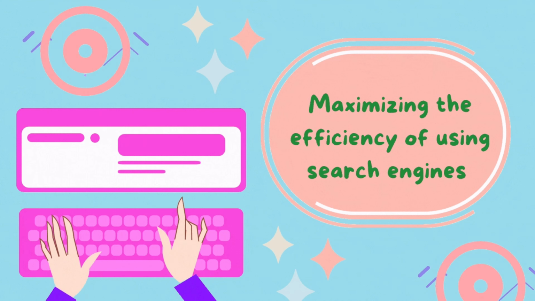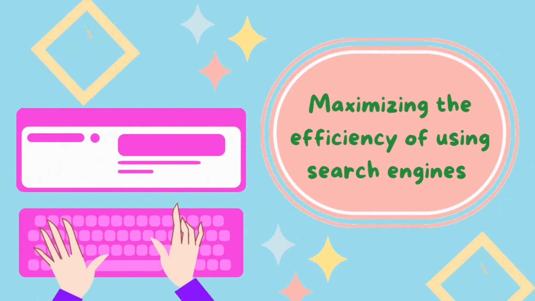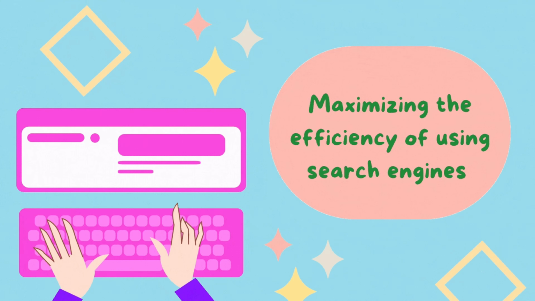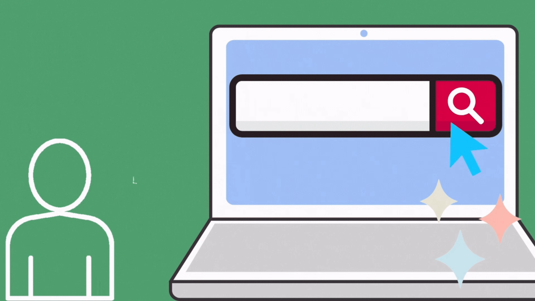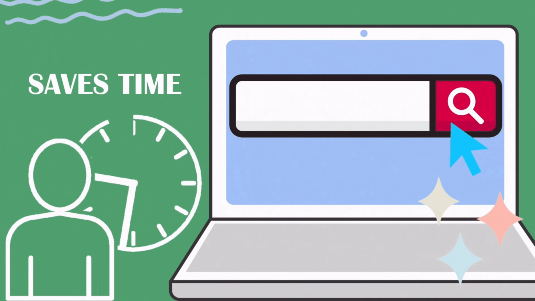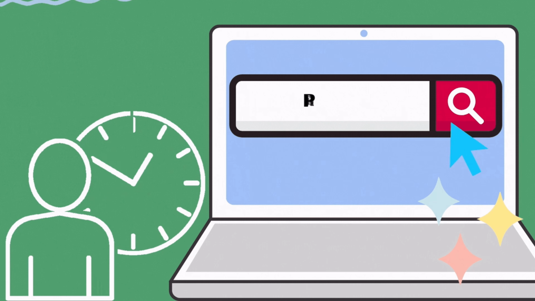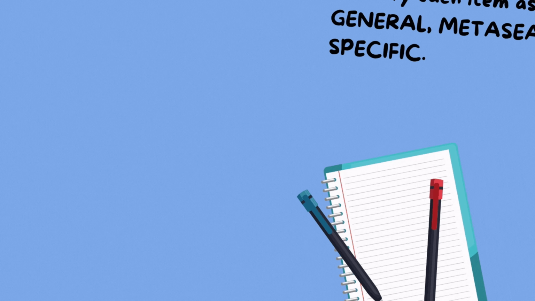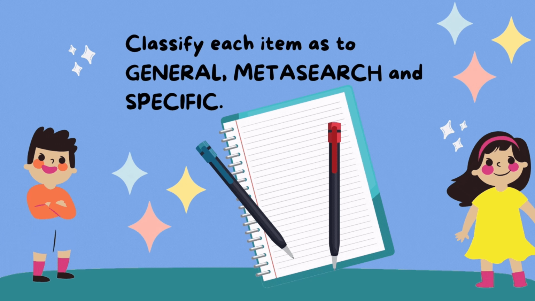It is essential, however, to note that in order for you to maximize the efficiency of your use of search engines, there are strategies that may be used to help you find the most relevant results. These also save time and ensure that you only get the data that you actually need. These strategies include knowing the proper keywords to be used in the search. Addition of keys that can prompt the search engine helps in limiting search results. Now get your pen and paper and answer the following. Classify each item as to general, meta search, and specific.